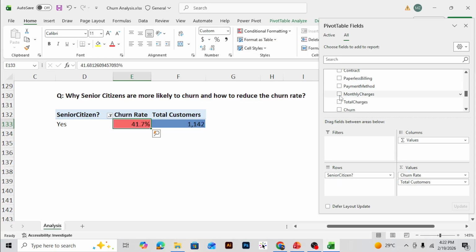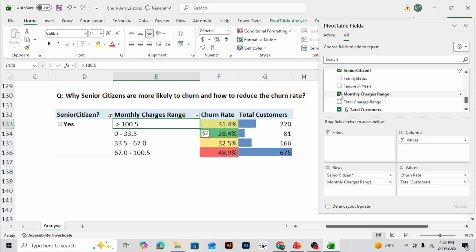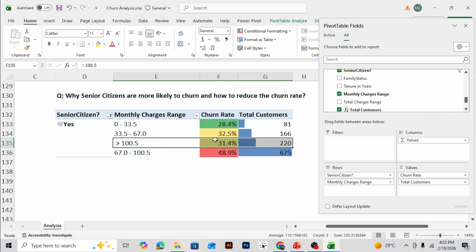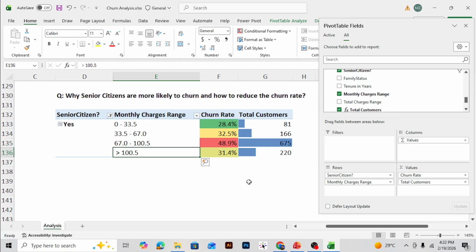Now let's bring in the monthly charges range, and we need to adjust this a little bit. If you haven't seen how I have done this, I have discussed it in the previous video. Now let's bring this to the bottom. Yeah, now it is in order.